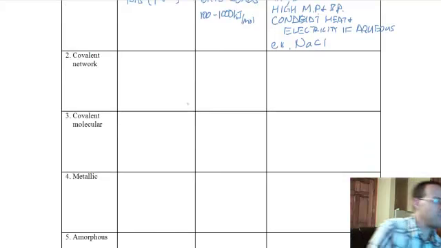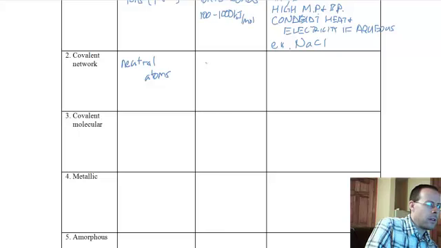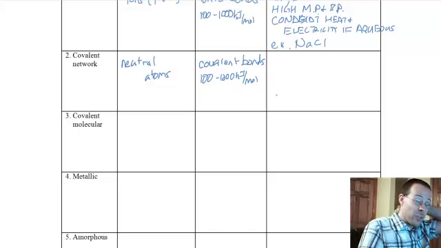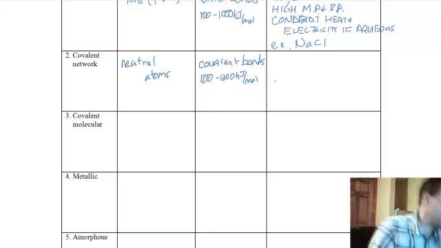Our next thing we're going to look at is covalent network, and these things are made up of neutral atoms. They're made up of covalent bonds, or covalent bonds hold them together. Just like ionic bonds, covalent bonds are super strong. We might call them the 100 to 1,000 kilojoules per mole range. But covalent bonds have really quite different characteristics.